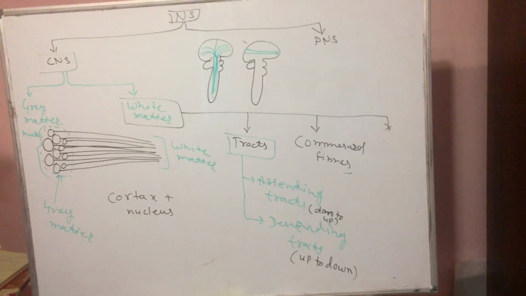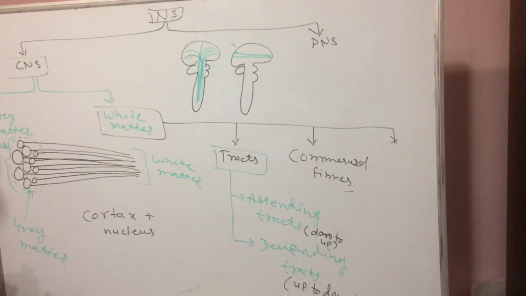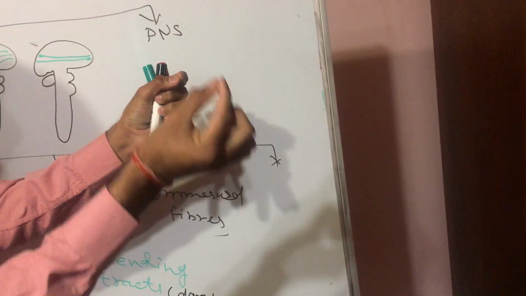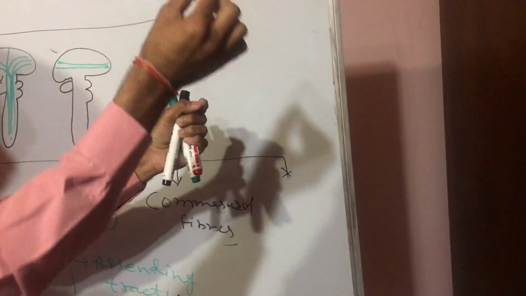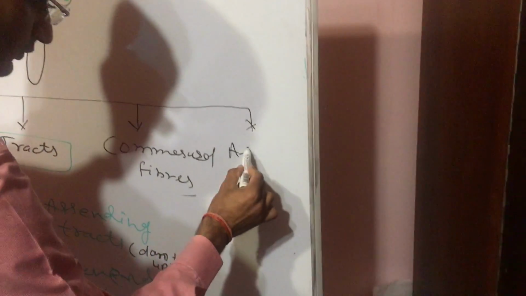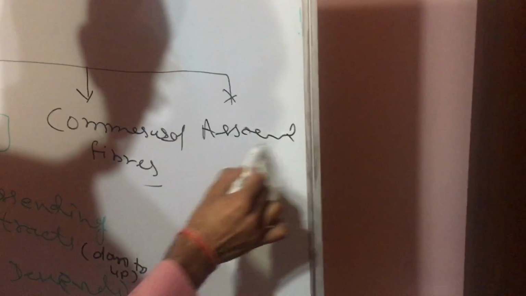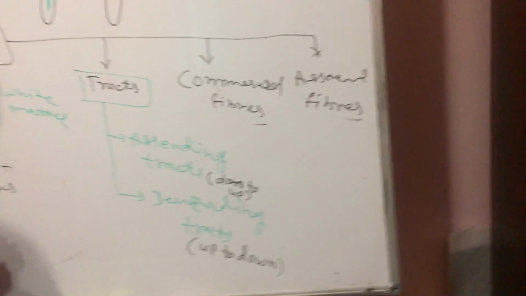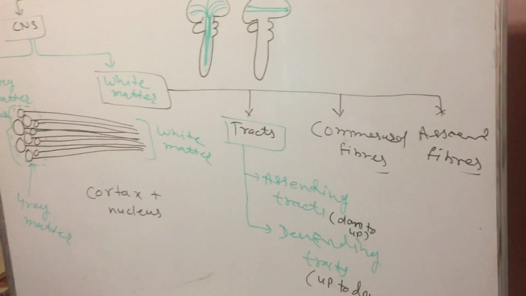Next, the association fibers. The front area of the brain connects with the back area, and the back area connects with the front area. That is called association fibers. Okay, this is the tract.